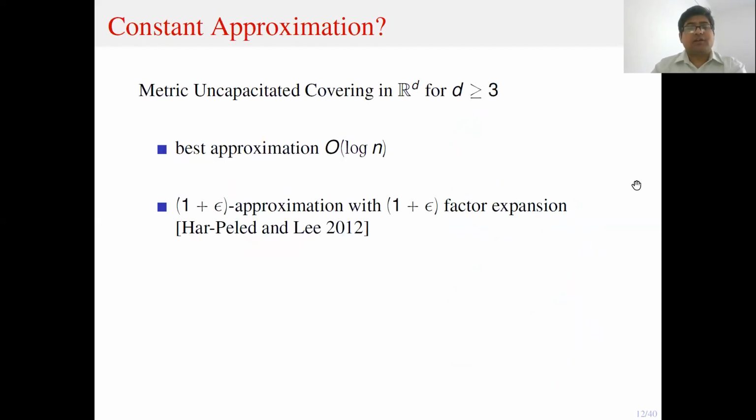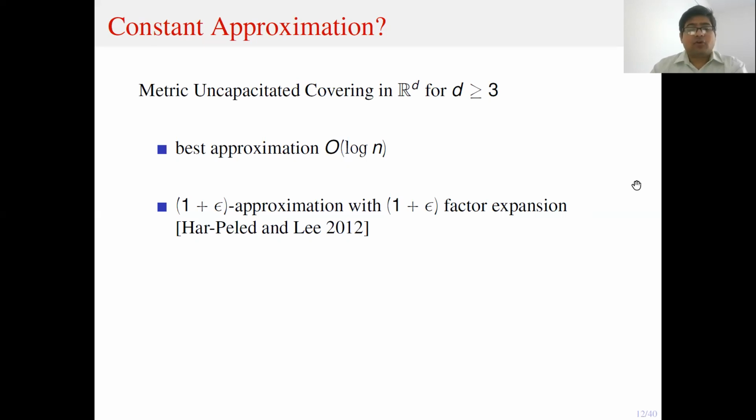Okay, so for the general version of MCC, it is not possible to get a constant approximation, but is it possible to somehow relax the problem so that we can still obtain a constant approximation? And our work is motivated from the following result for metric uncapacitated covering in R^d for dimension at least 3. And this is basically the geometric version of set cover without capacities. And even for this problem, the best known approximation factor is log n.